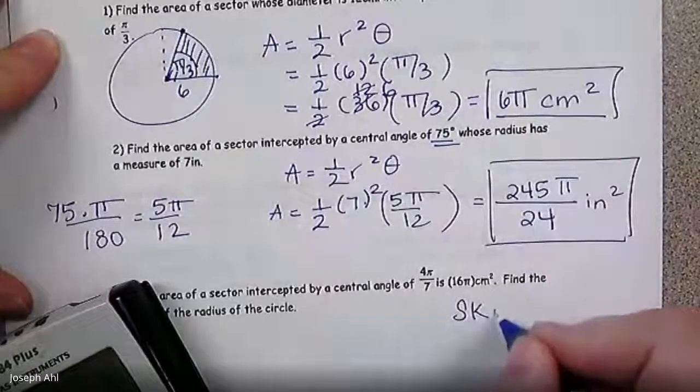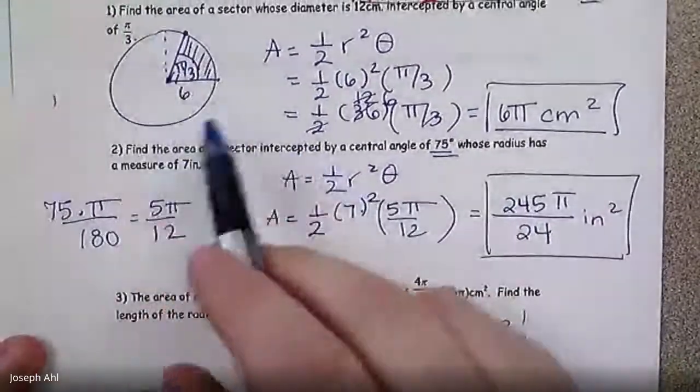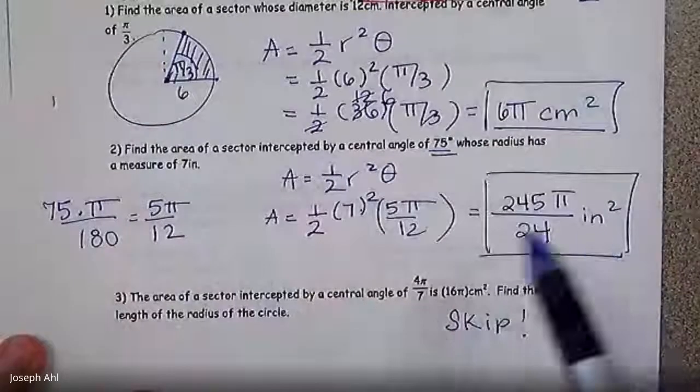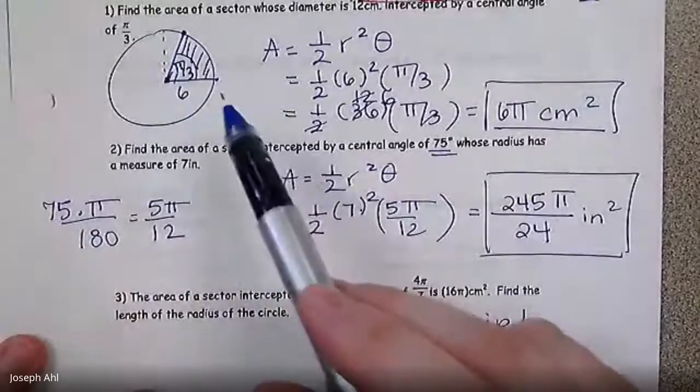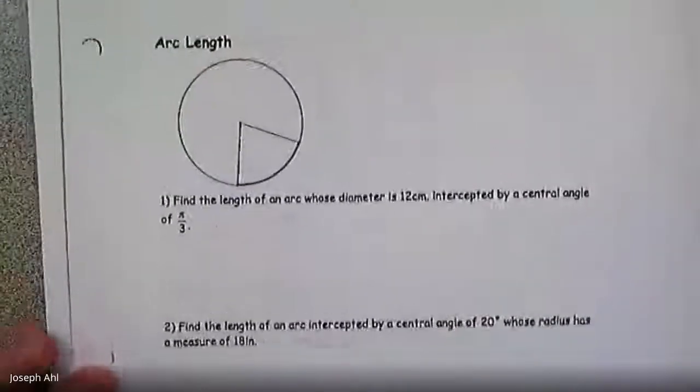Okay. We'll skip the next one for now. Hopefully you get the idea that area of a sector, and we'll extend this concept by the end of the lesson. Area of a sector is 1/2 the radius squared, and then times that central angle, but in radians. We're going to do the same thing right now with arc length.